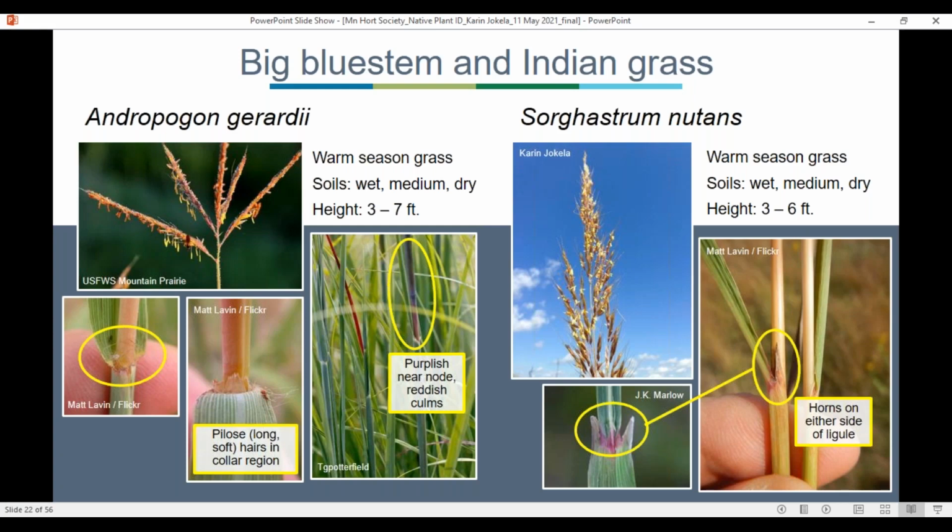So I'll start with some of the major native grasses that you see in restorations and so forth. The first one, big bluestem, it's known as turkey foot.